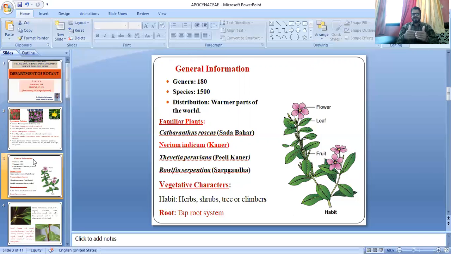The number of species is increasing. Whenever there is research or some addition, then next year the number of species may be 1550, that can also happen. So near about 180 genera and 1500 species are there in this family, and the members of this family are found in the warmer parts of the world.